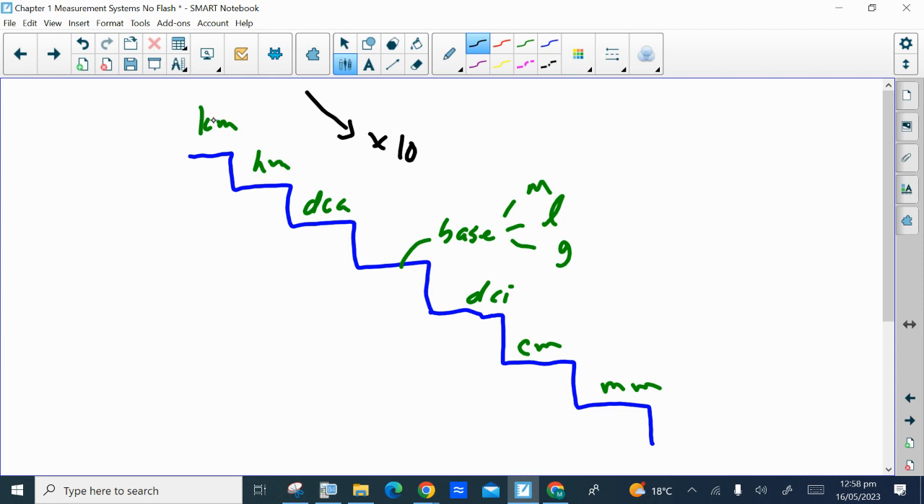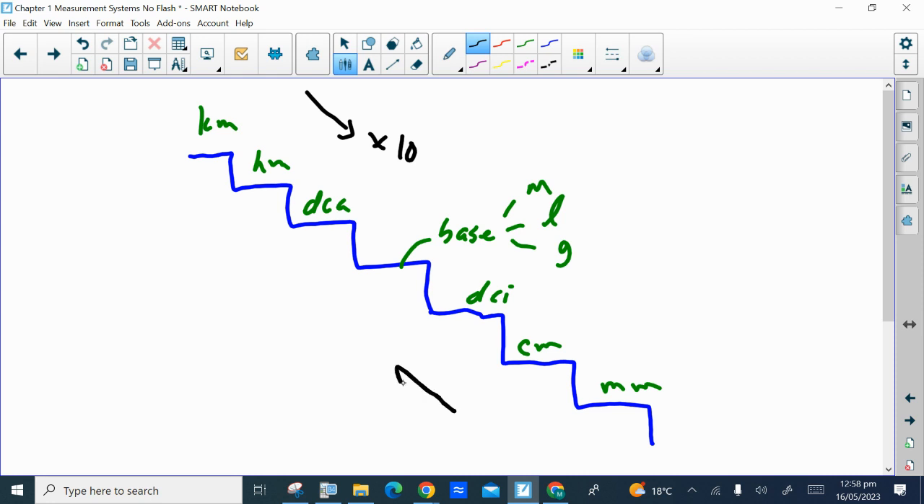If you go from kilometers to hectometers, you're going to multiply by 10. If you're going to go from kilometers down to decimeters, you're going to multiply by 10 twice. You're going to multiply by 10 times 10 or 100. And if you're going to go from kilometers down to meters, you're going to multiply by 10 3 times. 10 times 10 times 10, which is 1,000. Like we said, there are 1,000 meters in a kilometer.